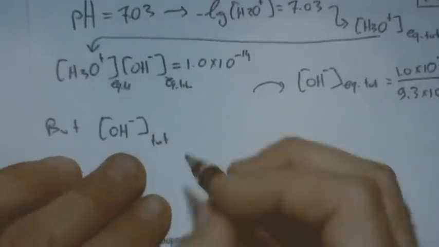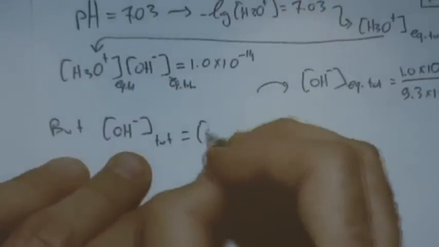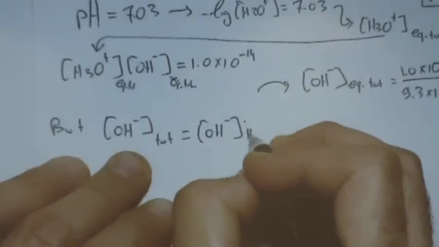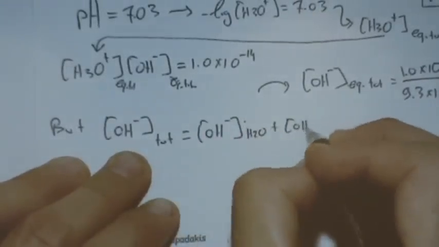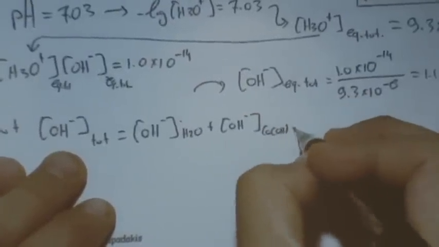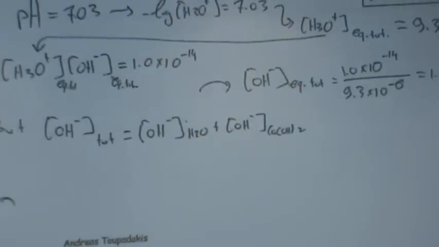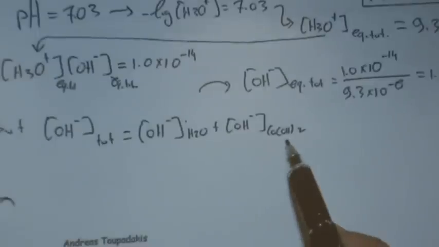So the total will be that which comes from all sources. And it's OH minus from water plus OH minus from calcium hydroxide. You agree with that? The concentration of hydroxide ions total comes from two sources: water, autoionization, and the ionization of the strong base.